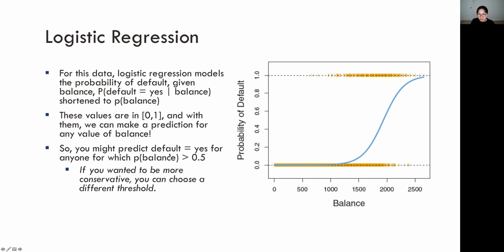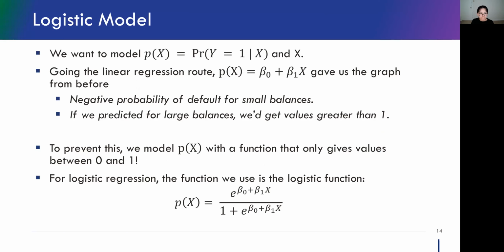And you might predict default equal to yes for anyone for whom the probability is greater than 0.5. If you decide your cutoff is 0.5. If you want to be more conservative, you can choose a different threshold. So this cutoff is subjective. Well, let's talk seriously about this logistic regression. How did we do that mathematically?